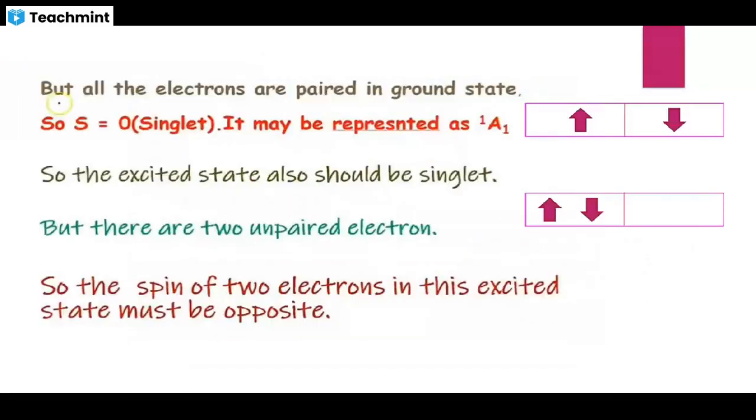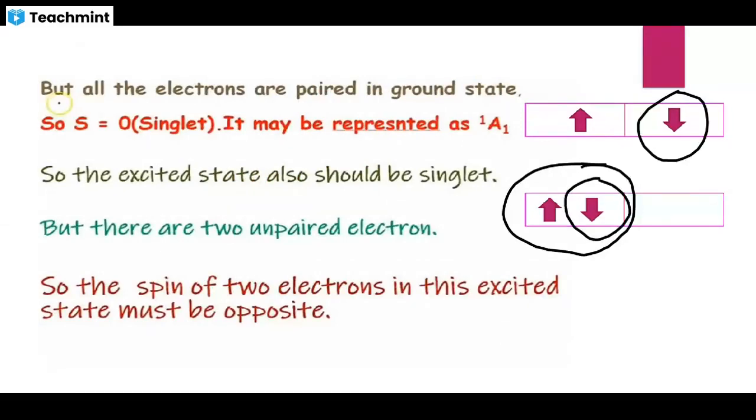You all know that if the ground state is singlet, the excited state should also be singlet. If the ground state is triplet, the excited state also is triplet. Because if the direction changes, the symmetry changes. The symmetry should not change. So if it is paired and excited to unpaired, it should not change the direction. You see, this is this direction and this is this direction.